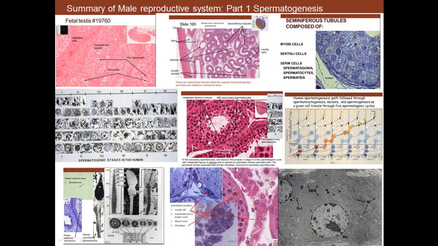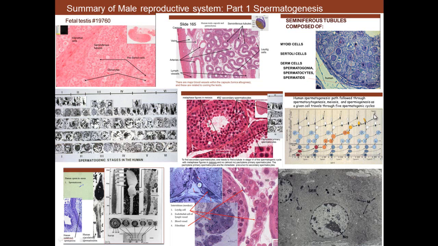So in summary, we talked about the fetal testis, which have the gonocytes and the presertoli cells. We talked about the capsule and the seminiferous tubules. And the seminiferous tubules composed of different cells, the myoid cells, Sertoli cells, and then three types of germ cells. And these germ cells divide in three major divisions. You have spermatocytogenesis, meiosis, and spermiogenesis that occurs, and we can identify the different cells.